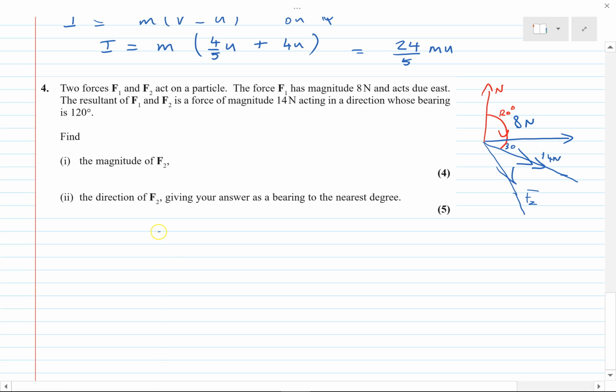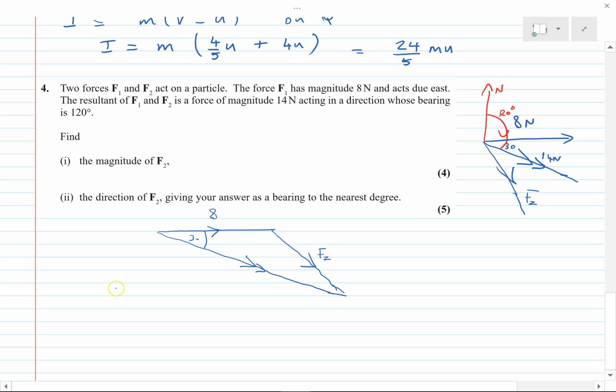Okay, so we've got 8 newtons in that direction, and then we've got the F2 going off like that. A bit wobbly, never mind. I'll put my pen there, F2, and we're told the resultant here is 14 newtons. And we know that this angle is 30 degrees there because, as I said before, the bearing is 120 degrees. So there's our vector triangle.